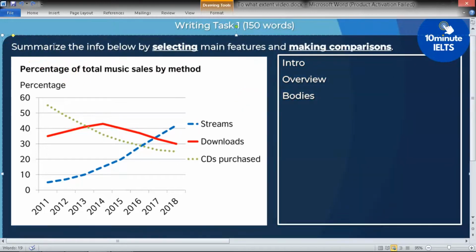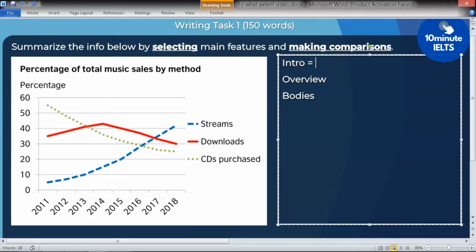The task is to summarize the information by selecting main features, which means you are not to give all of the figures, you don't have to give all of the years, and you don't have to give all of the information on the diagram because you're supposed to only select main features. If you select features that are not considered part of the main diagram, then that will be a penalty. And making comparisons based on what you've selected. So again, don't give everything, just select the most important ones.